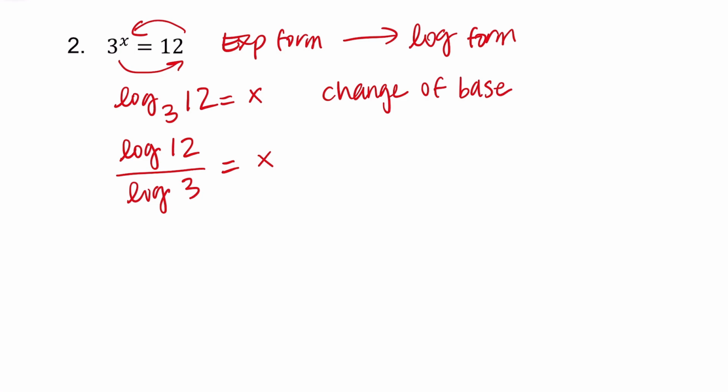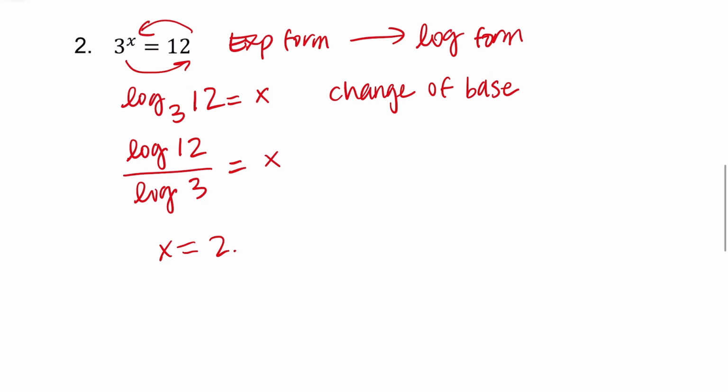Now, if you plug log of 12 over log of 3 into your calculator, you should get x equals 2.262 rounded to 3 decimal places.